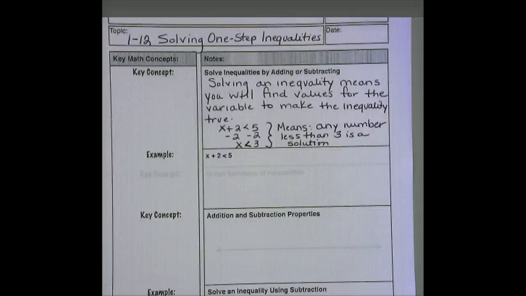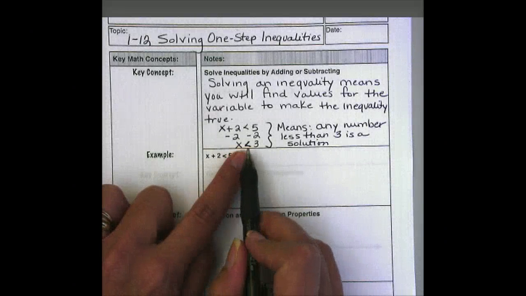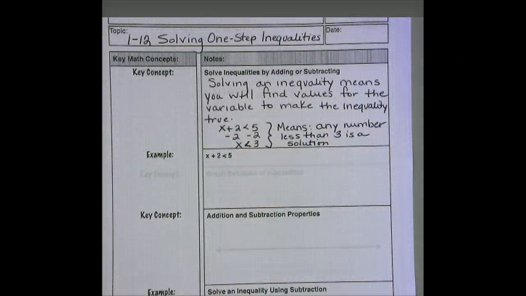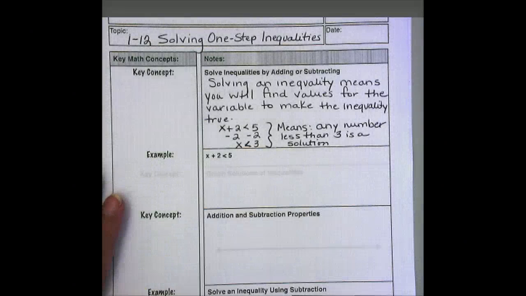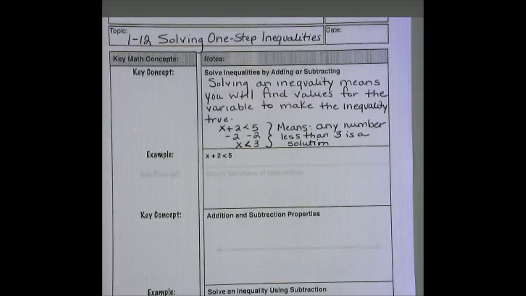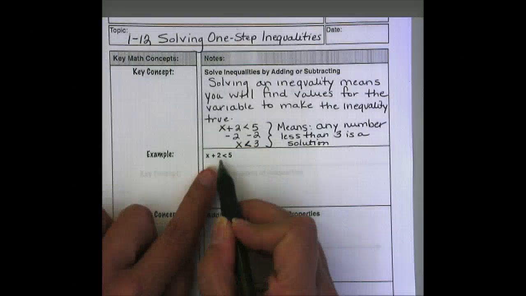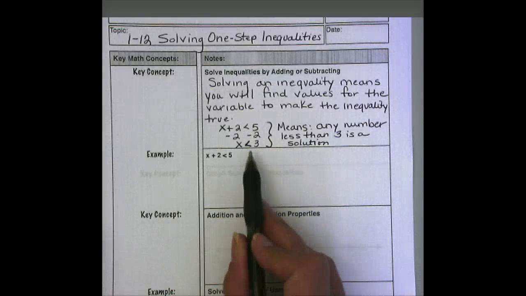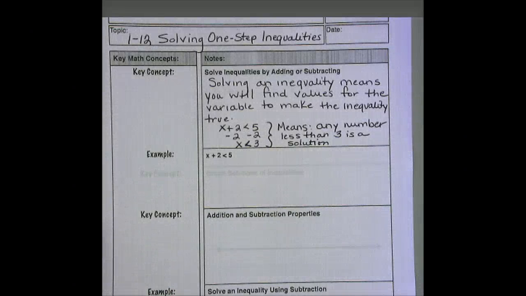So it's different than an equation in that it's going to actually have more than one solution. And that's the reason why we have to have the inequality symbol there to tell us what those solutions are going to be. We can't possibly write all of the solutions. It's an infinite number of solutions. And so this symbol tells us that. So we need to make sure we have that symbol there. So we've already done the example there. X plus 2 is less than 5. Subtract 2 from both sides. X is less than 3. And that's what it means then.